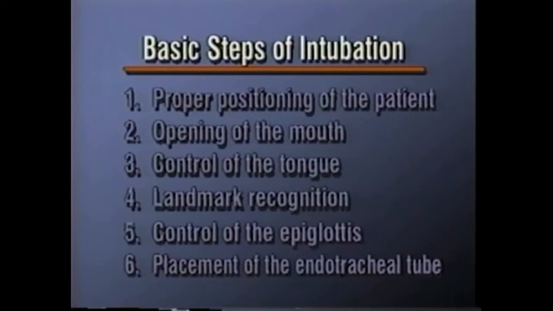The procedure of direct laryngoscopy and orotracheal intubation can be broken down into 6 steps: proper positioning of the patient, opening of the mouth, control of the tongue, landmark recognition, control of the epiglottis, and placement of the endotracheal tube.